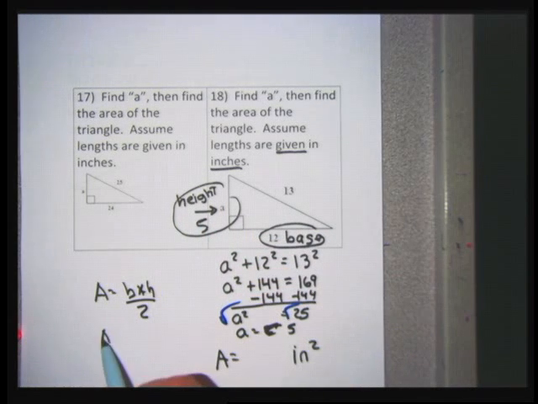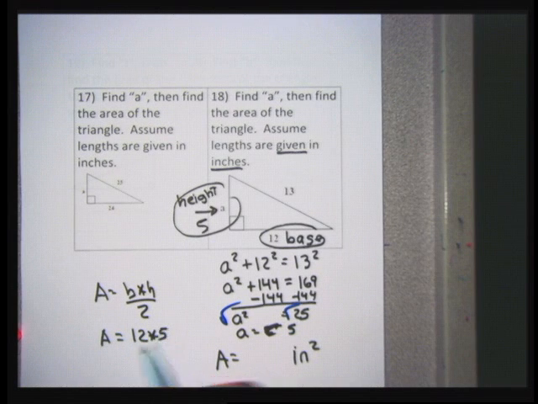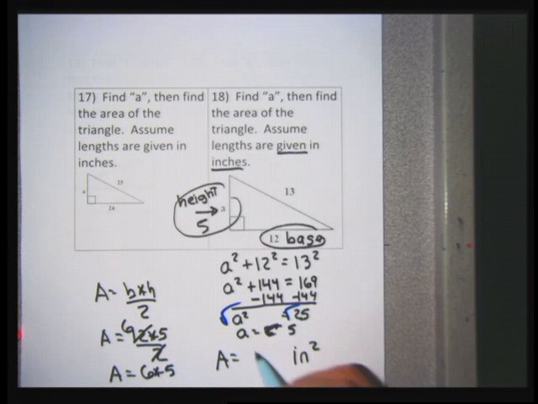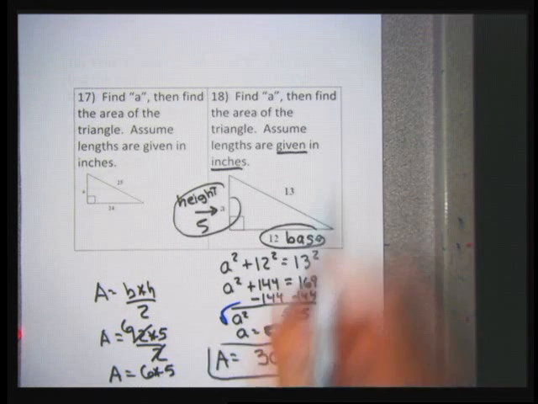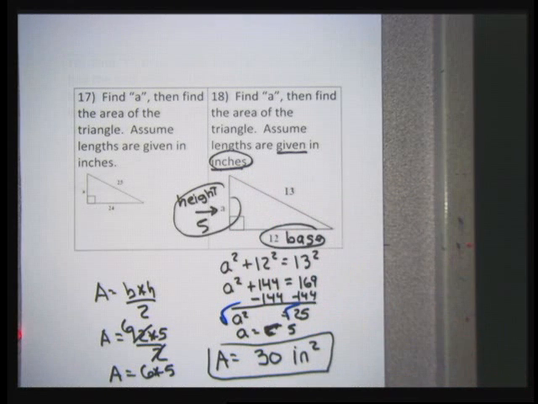So my area is going to be base 12 times height 5 over 2. Easiest just to cancel this 12 with this 2 and make this 6 times 5 over 1, which will just be 6 times 5, which is going to be 30. And I didn't use any units in any of my computations, but because it says the units, the length of the sides were in inches, I knew that my answer had to have those units, and they had to be square inches, because in area you always have square units.